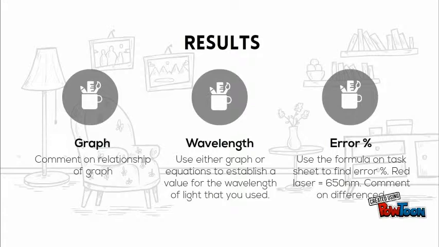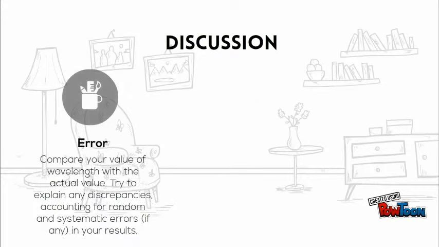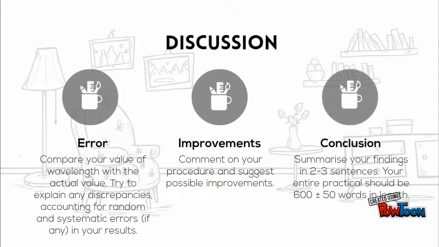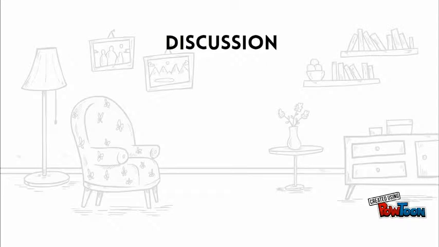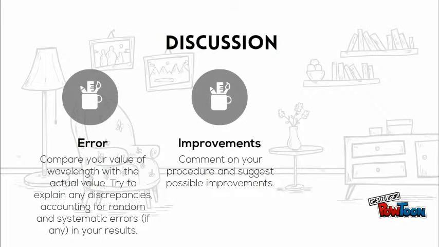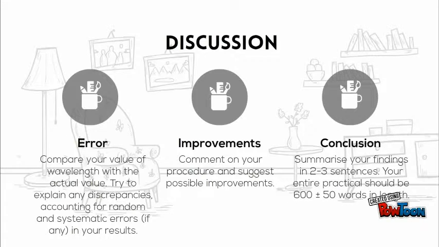Once we have all this, we now have to actually write up our discussion. So here we compare our value for the actual wavelength to the value that we calculated. Now in science and engineering, a percentage error of less than 15% is considered acceptable. So we need to try and explain any discrepancies and account for random or systematic errors if they're there. So we need to know what random and systematic errors are, and then be able to comment on the procedures that we used, and make possible improvements.